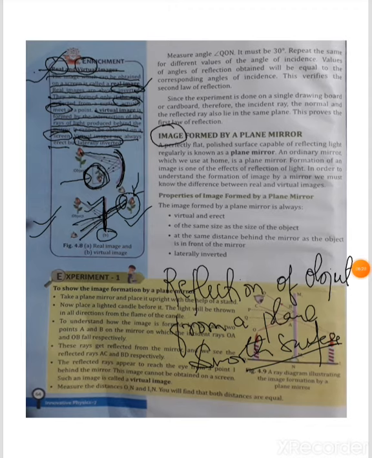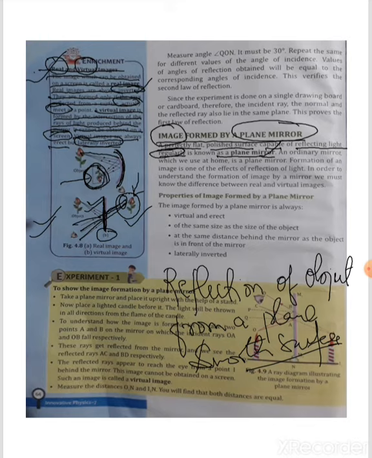Now let's discuss the image formed by a plane mirror. Before that, let's understand what a plane mirror is. A perfectly flat, polished surface capable of reflecting light regularly is known as a plane mirror. So a plane mirror is a polished surface which is perfectly flat and capable of giving you what kind of reflection? Regular reflection. That surface is called a plane mirror.